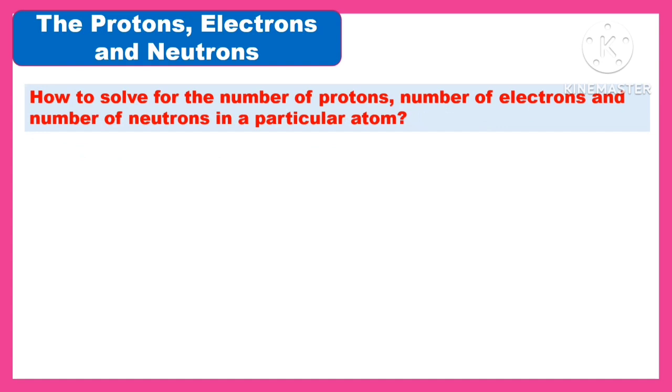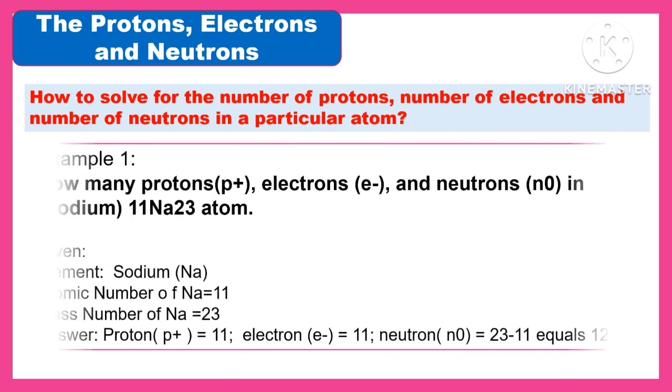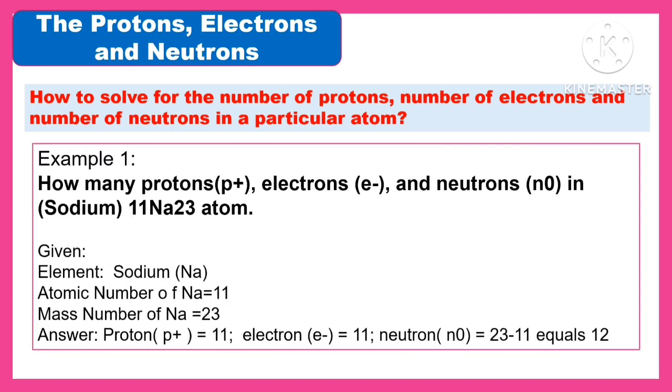So how do we solve for the number of protons, number of electrons, and number of neutrons in a particular atom? Here is an example. How many protons, electrons, and neutrons are in a sodium atom? The given element is sodium. The atomic number of sodium is 11. The mass number of sodium is 23.